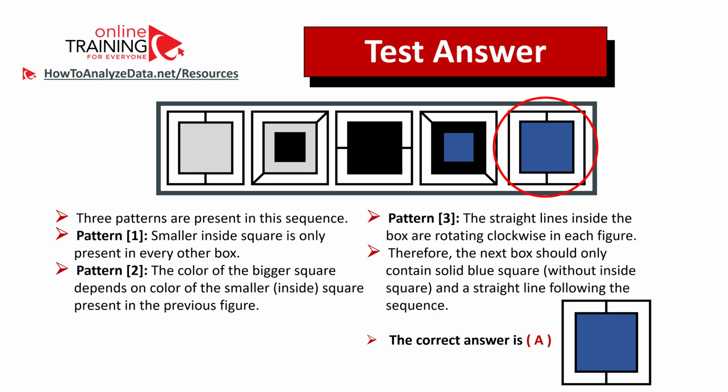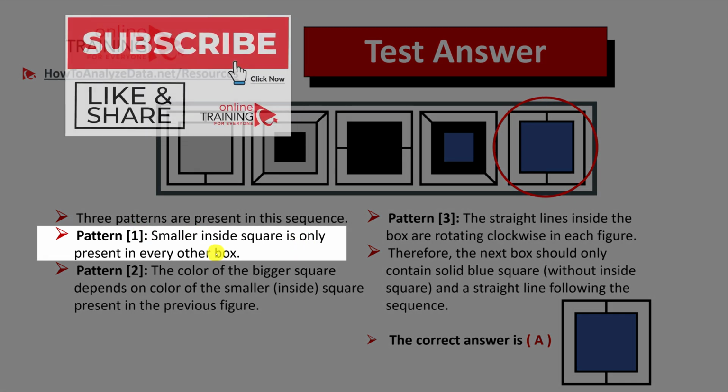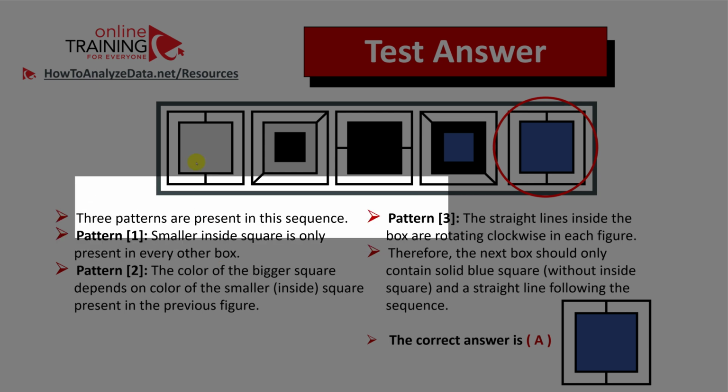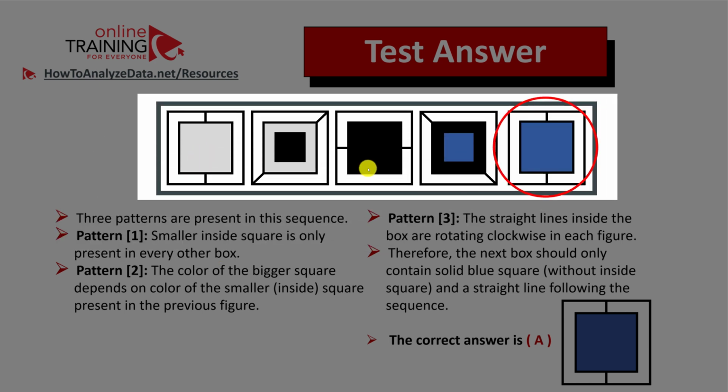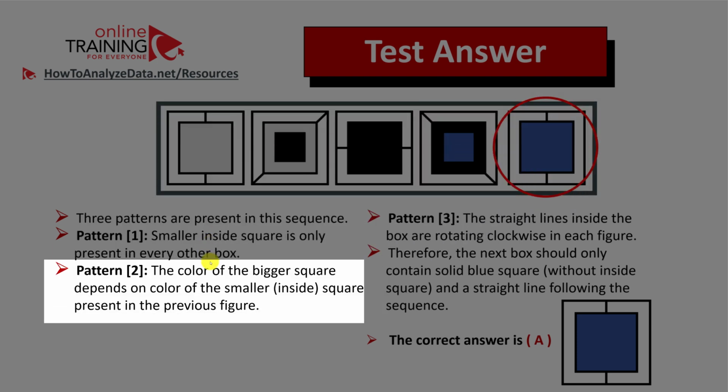There are 3 patterns present here in this particular question. Pattern number 1 is that the smaller inside square is only present in every other box. So if you look at the squares 1, 3, and 5, they do not have the smaller inside box, and squares 2 and 4 do have it. There is a second pattern here as well. The color of the bigger square depends on the color of the smaller inside square present in the previous figure.